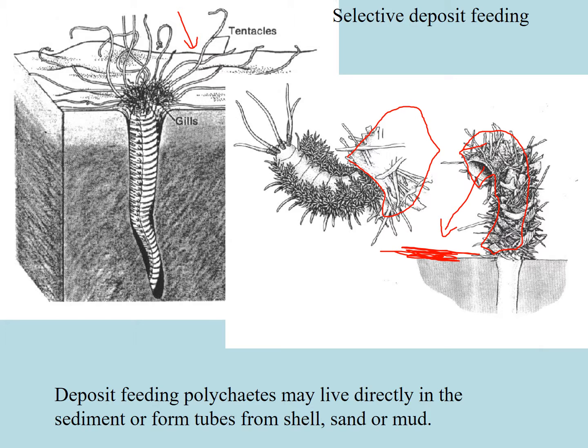Or these other ones just leave their tentacles out. These spaghetti worms just leave their tentacles out on the surface and pick up whatever they can find that settles down, that rains down on the shell or the sand or the mud flat where they're living.